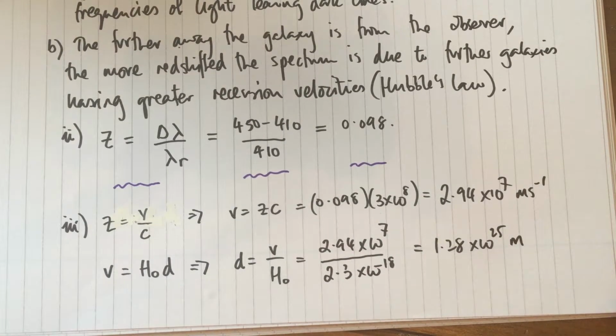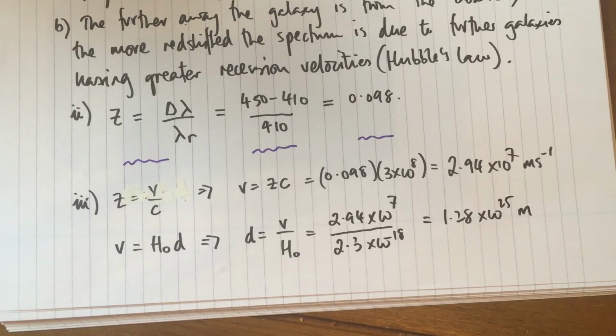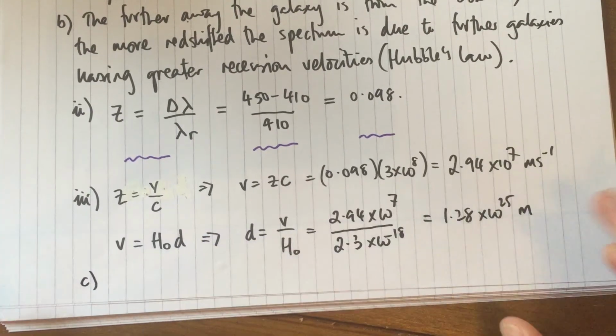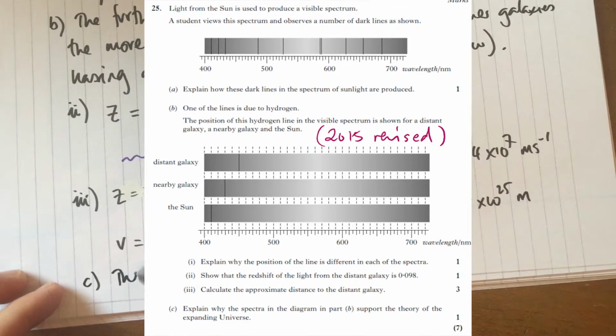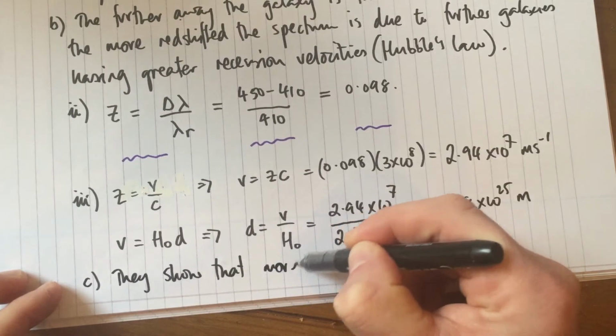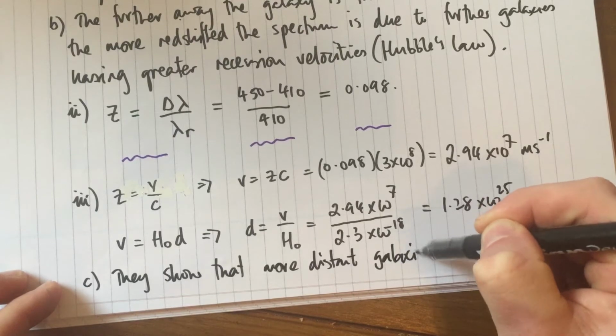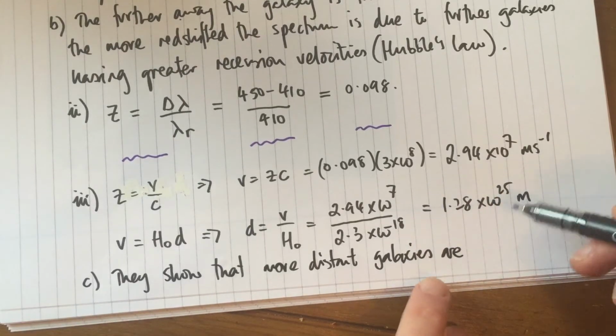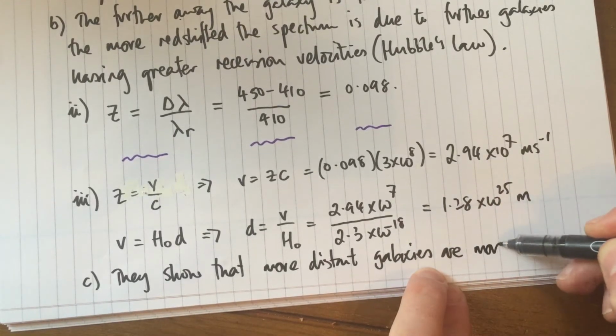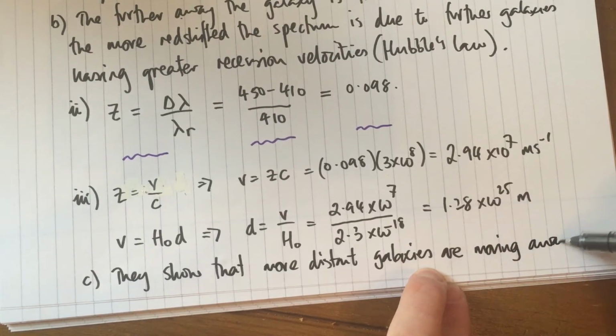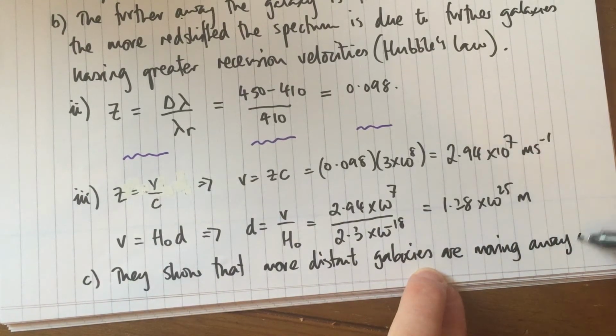So part C asks us to explain why the spectra in the diagram in part B support the theory of the expanding universe. And they show that more distant galaxies are moving away at greater velocities.